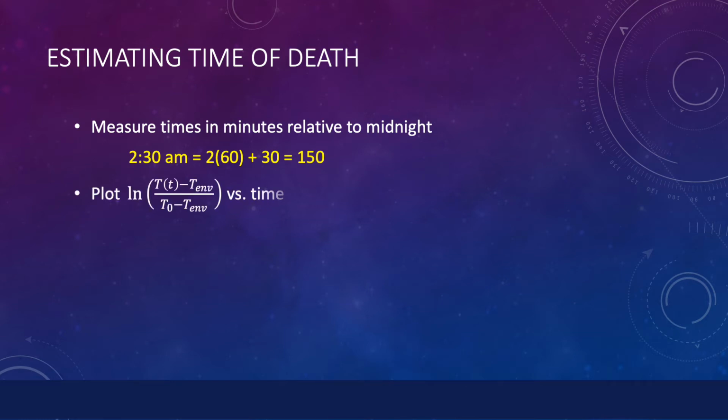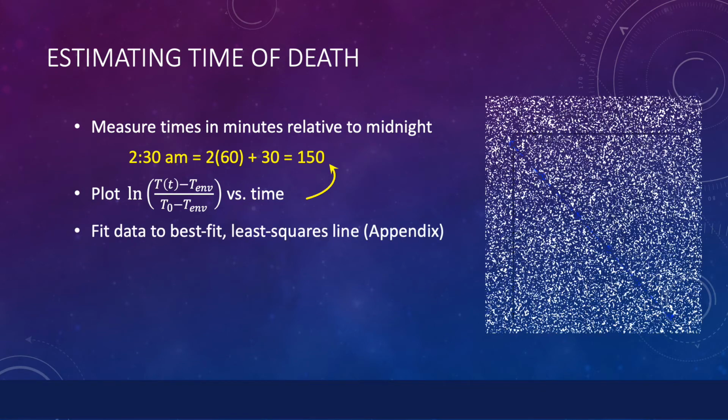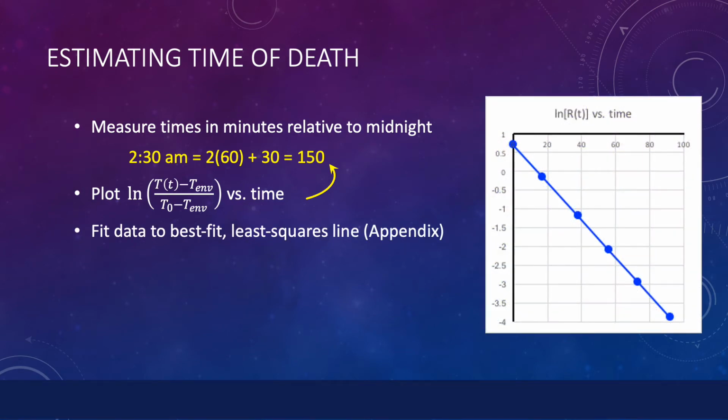We're then going to plot the logarithm of this complicated function of temperature versus time. Now, T environment is something that you would be given in this laboratory. For example, it would be the temperature of the room where the body was found. T0 would be the temperature of the average human body when it's alive. The time, of course, is this time measured in minutes. Once we plot this versus time, we're going to fit this data to a best fit or a least squares line.